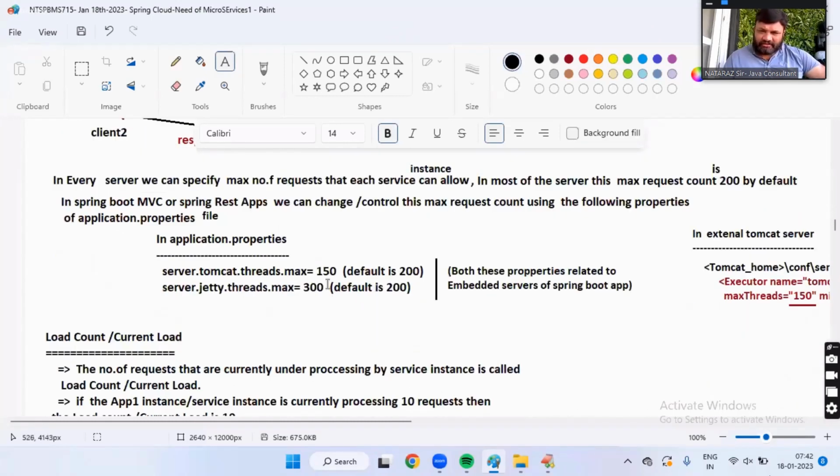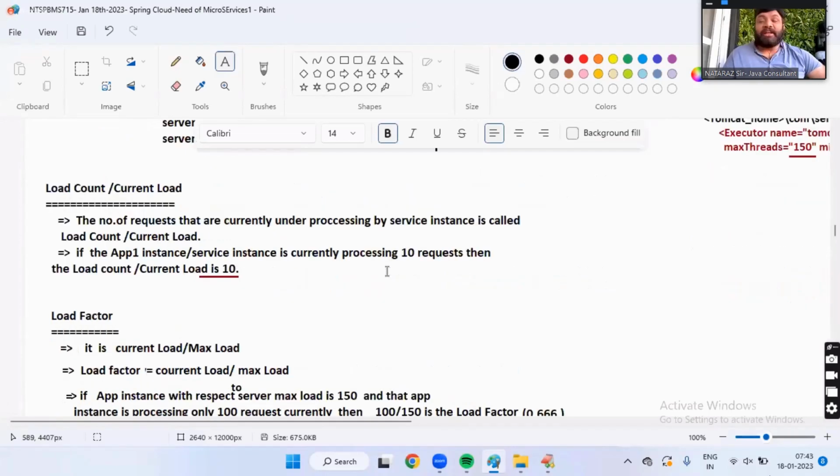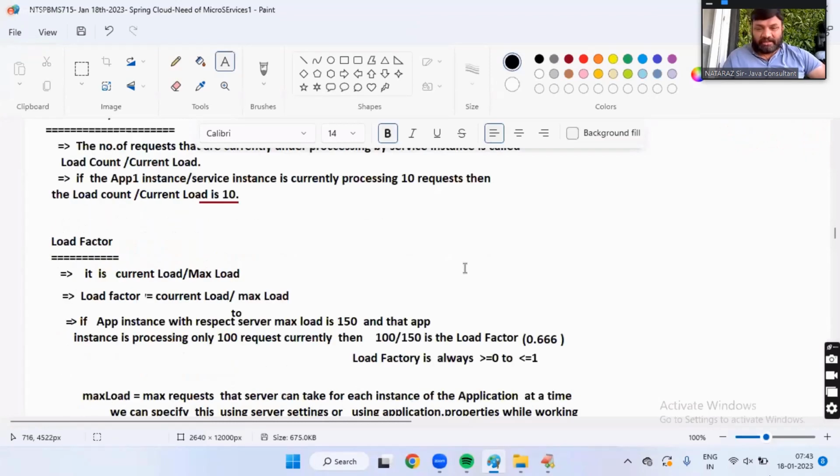Sir, why are you teaching all these things? I am teaching all these things to explain the problems of monolithic applications. I'm preparing the background problems so that we will have a reason to go for microservices applications. Are you listening to my statement, boss?